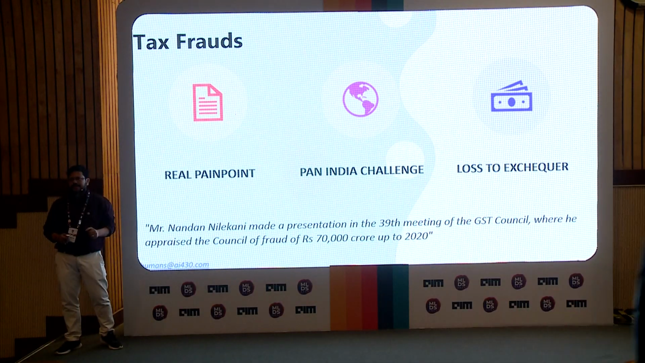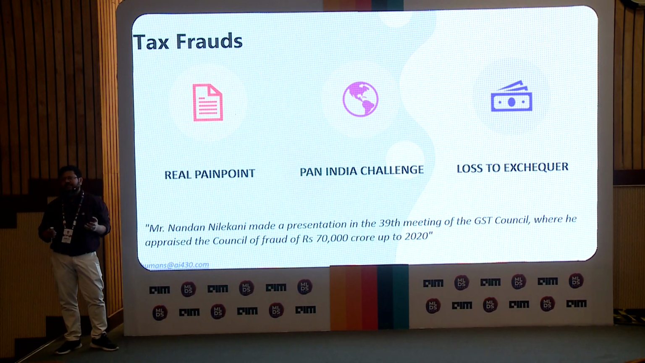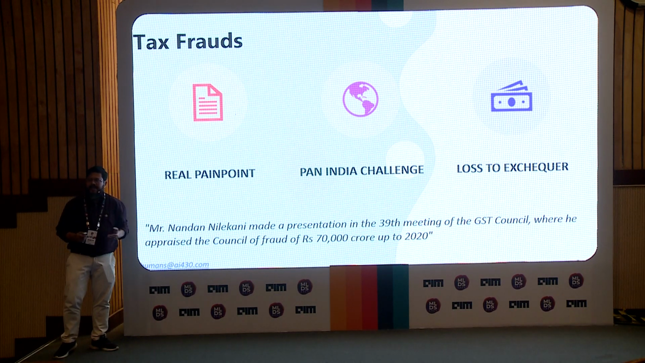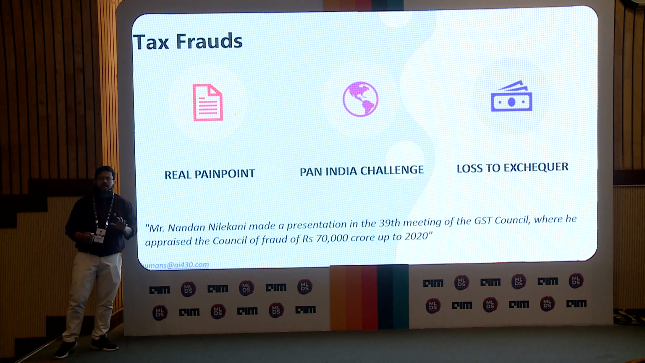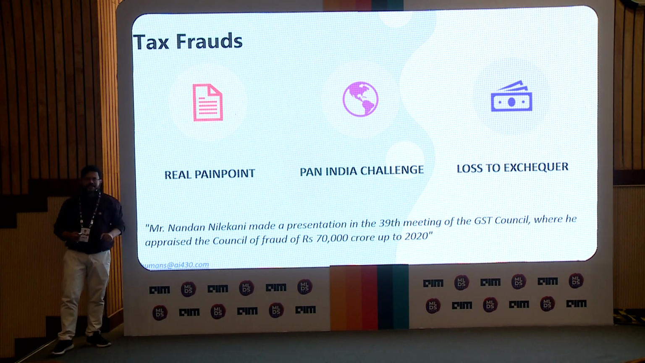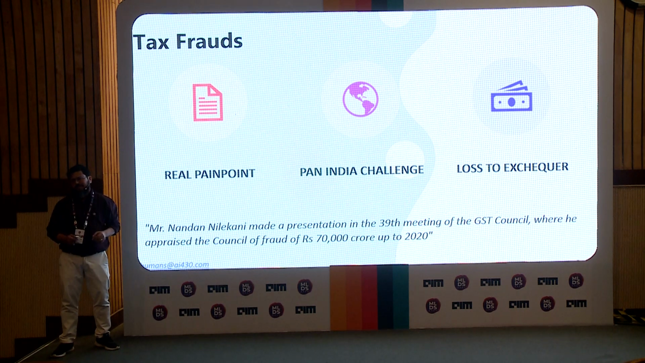And the last part is that whenever there is a tax fraud, it is the exchequer which is losing a lot of money. In the 39th GST Council meeting, Nandan Nilekani said that by 2020, India had lost almost 20,000 crore because of GST frauds. Now, anyone aware of when GST came in as an act? Anyone aware of which year it came in? 2017 it came in. So within 3 years, India lost 20,000 crore, right? So it is absolutely a very big pain point.